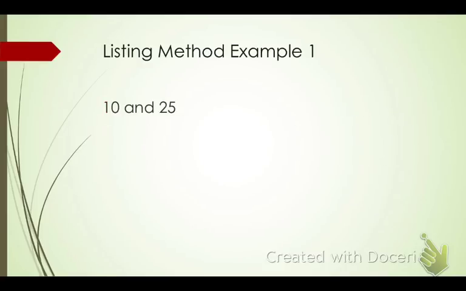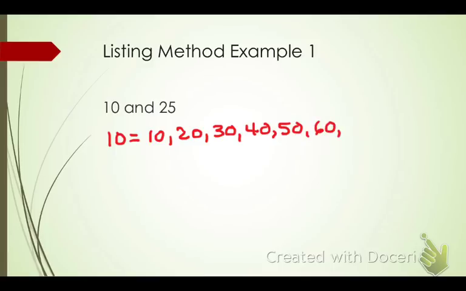So if I have the 2 numbers 10 and 25, I'm going to start off with 10, and I'm going to list the multiples of 10. So basically I'm skip counting by 10. So I'm going to go 10, 20, 30, 40, 50, 60, 70. And it continues, and I could write more, but I'm going to stop right there and then look at my other number and see if I need to go any further or not.